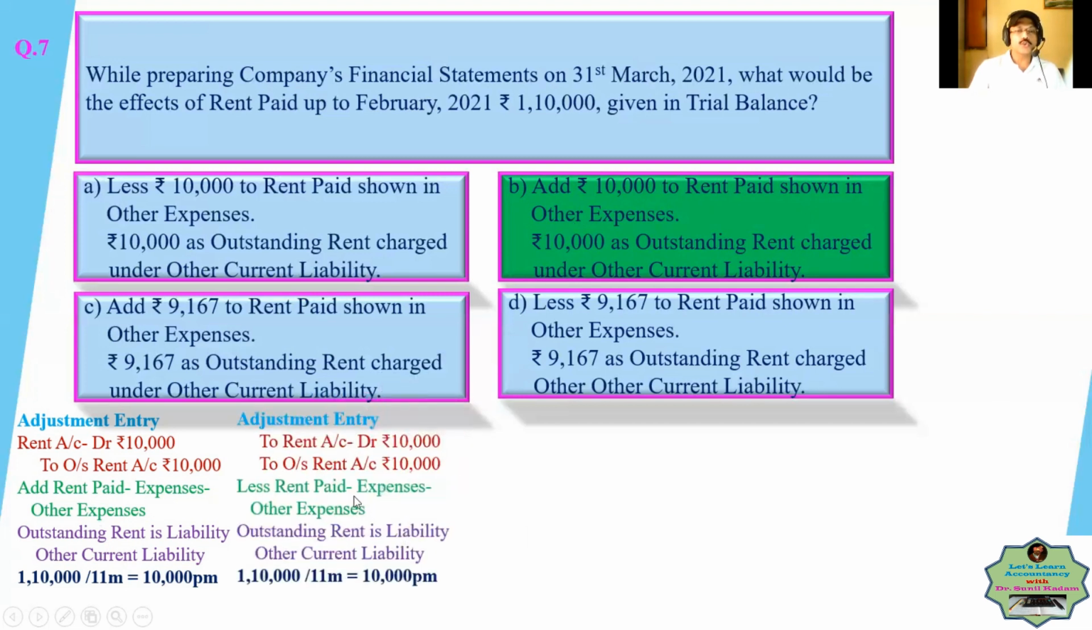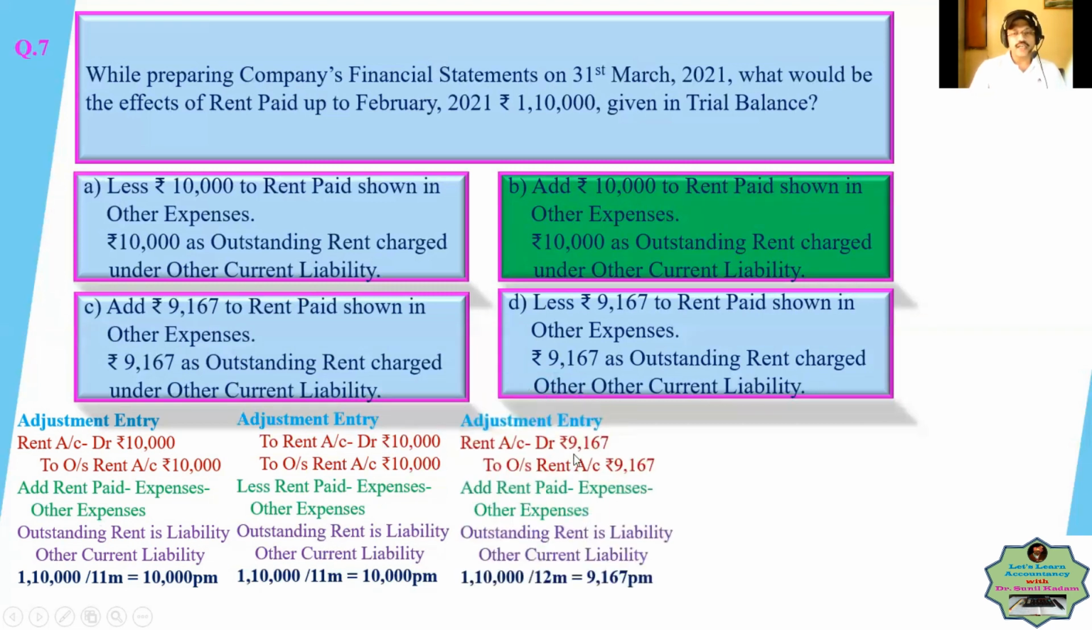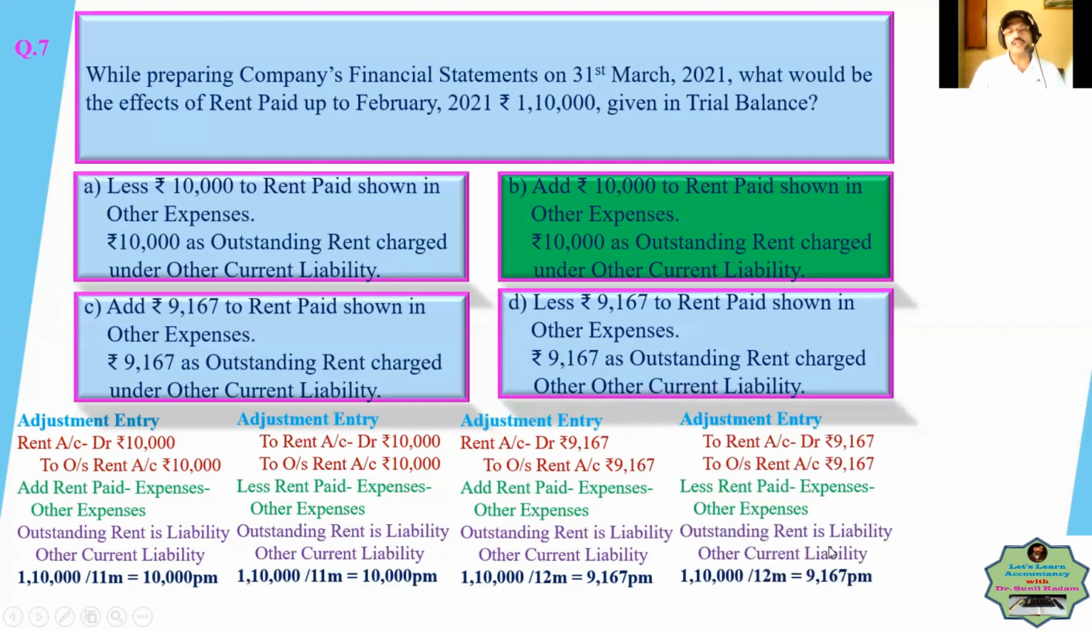The other effect shows that a wrong entry is passed with the correct amount. Hence, it is incorrect. There is a correct entry, but with the wrong amount. They have taken 9167 as the amount. How would they have got it? They took 1,10,000 divided by 12 instead of 11. Therefore, 9167 is incorrect. The same goes for the incorrect amount with the incorrect journal entry. That's why these answers are incorrect. This one is correct. The other three are incorrect.